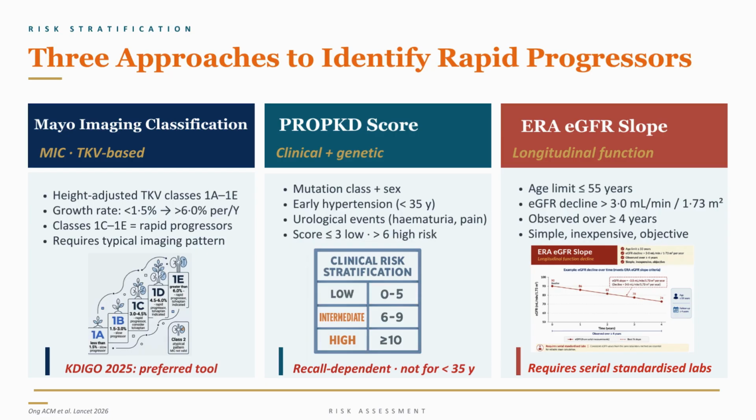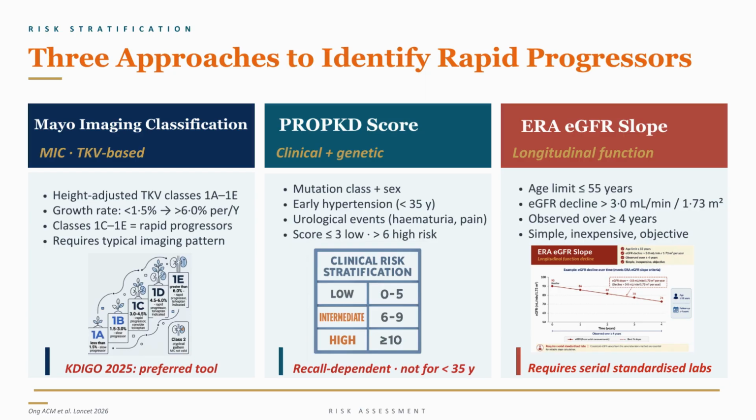In this slide, we are focusing on a key clinical question: how do we identify rapid progressors in ADPKD? Overall concept, we have three main approaches: imaging-based, clinical genetic scoring, and longitudinal function. Each one has its strength, and they complement each other.